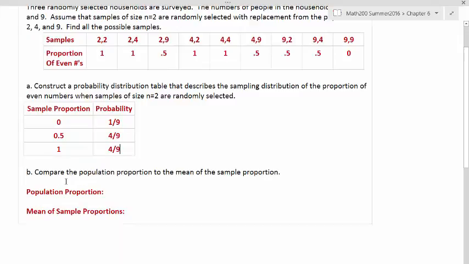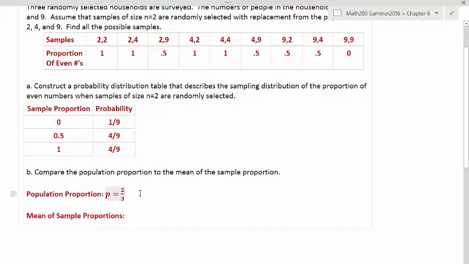The second part is asking us to compare the population proportion to the mean of the sample proportions. Let's remember that the whole population was just a population of 3 numbers, 2, 4, and 9. So this is your whole population. Now, what proportion of this population is even? Well, we see 2 even numbers out of 3. So the population proportion, let's call that P, is equal to 2 out of 3, so that's just 2/3.